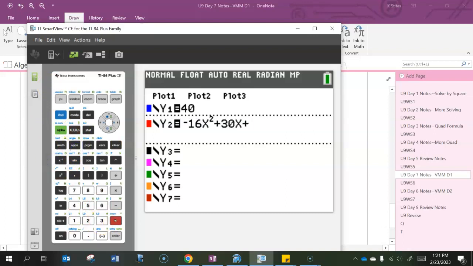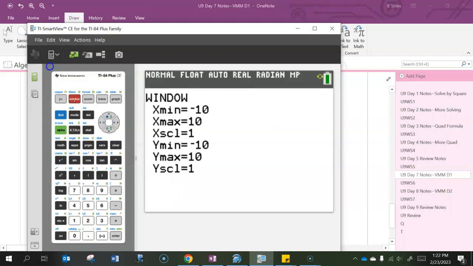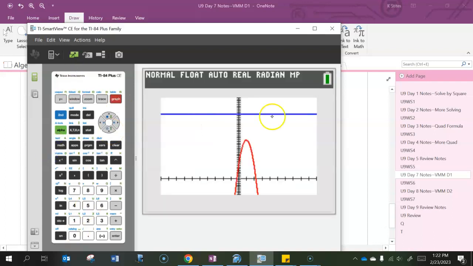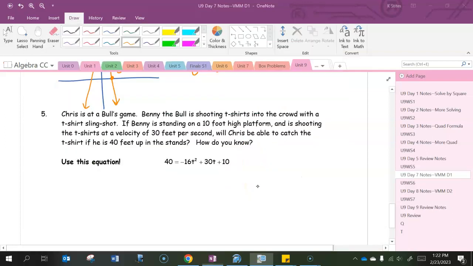So just like we have changed windows in the past, we're going to go to our window here, and my y max I want to make bigger than the biggest number in my problem, which in this case is a 40. And so I'm going to make this a 50. So this is Chris up here, and this is the path of the t-shirt.